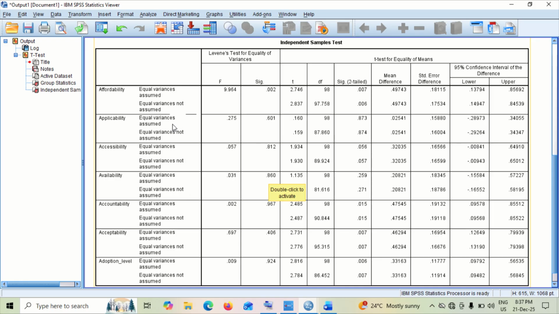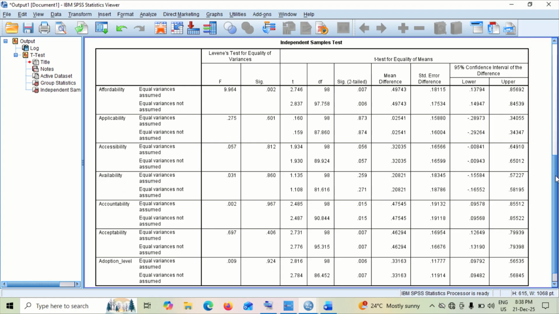Accordingly, in the case of applicability, we can see that the t value is 0.160 and the significance value is 0.873. If the significance value is greater than 0.05, we have failed to reject the null hypothesis. That is also followed in the case of accessibility, availability, etc. Hence, we can see that there is no significant difference between male and female respondents in the case of applicability, accessibility and availability of ICT.